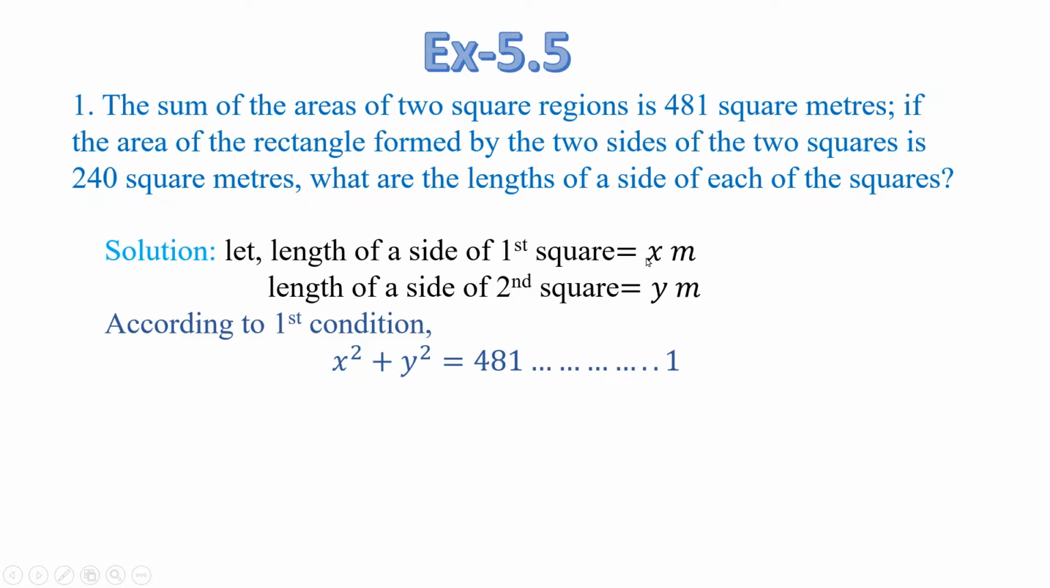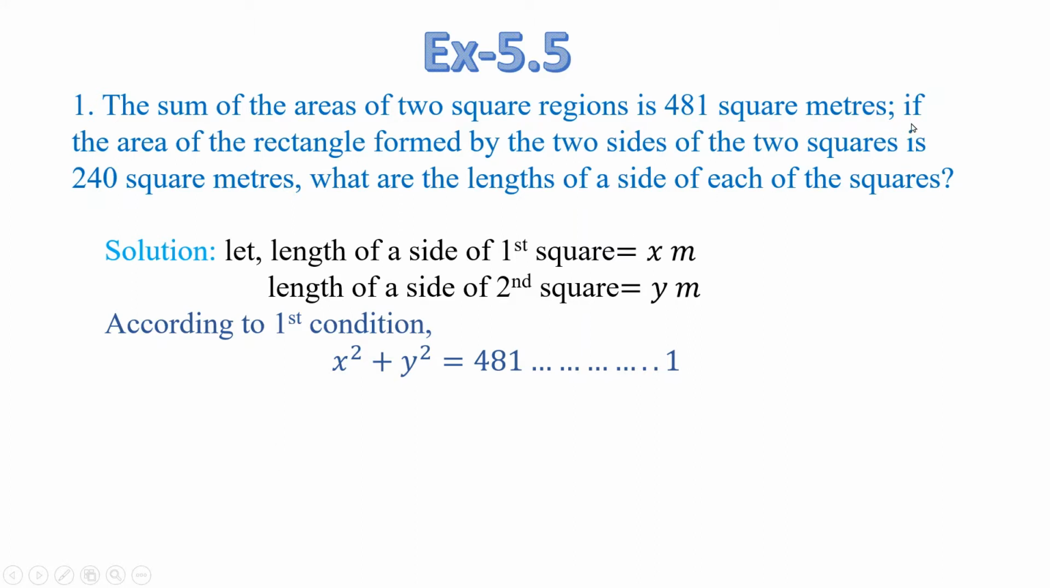Because if the length of a square is x, then the area of the square is x square. If the length of a square is y, then the area of the square is y square. Therefore, the sum of the areas is x square plus y square, is equal to 481 square meters. And mark this equation as 1.